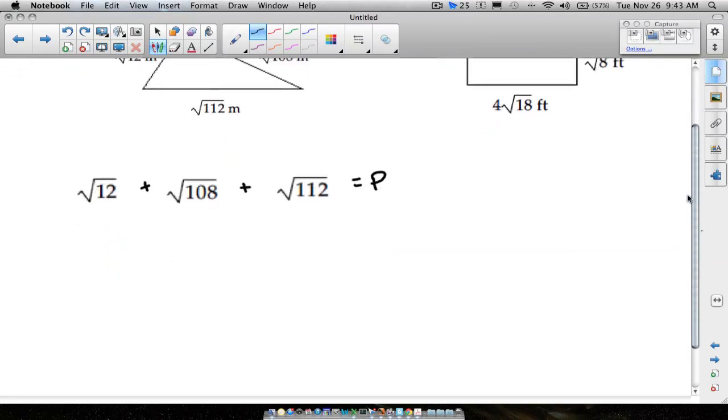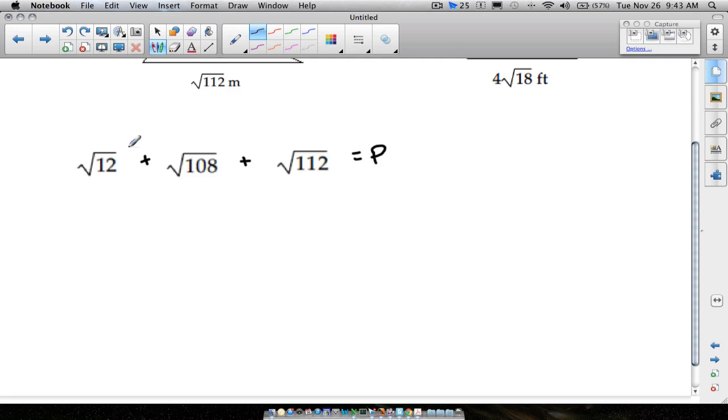All right, let's take each one of these and break them up. 12 we can break up into 4 times 3. 4 we can break up into 2 times 2, and I'm going to bring that 3 down. 108, if you know your times tables, 9 times 12 is 108. 9 is going to be 3 times 3, and notice, we just broke apart 12, so we know 12 is going to give us these 3 numbers right here, 2 times 2 times 3.